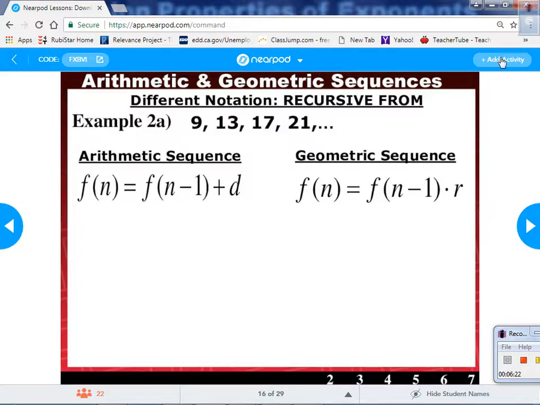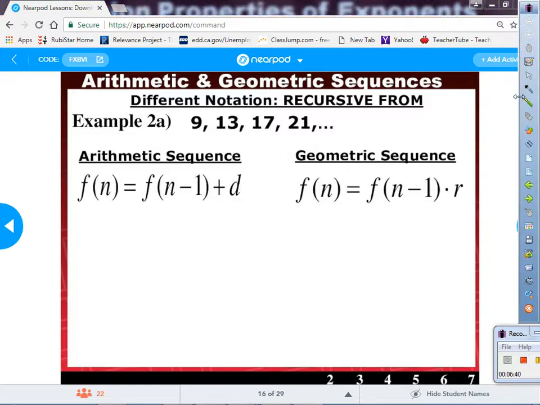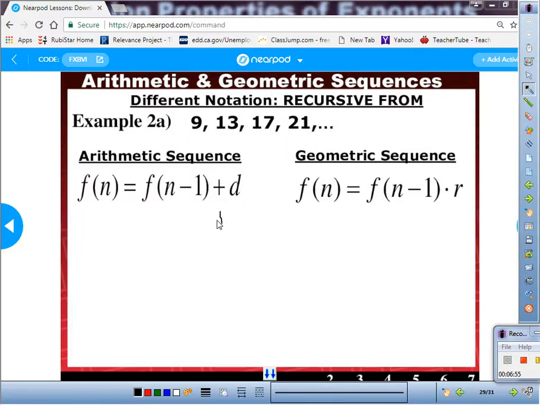Here it goes. For recursive form, there are two types of forms, arithmetic or geometric. An arithmetic sequence is when a pattern has a number that repeats, either by adding a positive number or a negative number to the sequence. A geometric sequence is when you multiply times a number or a fraction. And it also could be positive or negative, but you're multiplying.